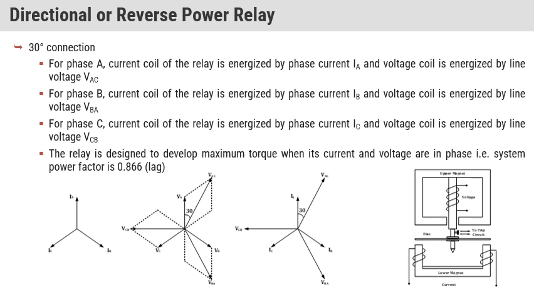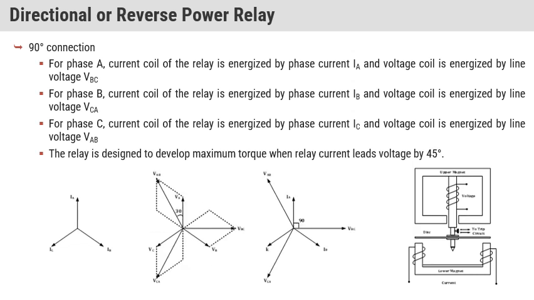The relay is designed to develop the maximum torque when its current and voltage are in phase. System power factor is 0.866 lag. So this is the case for the 30-degree connection.